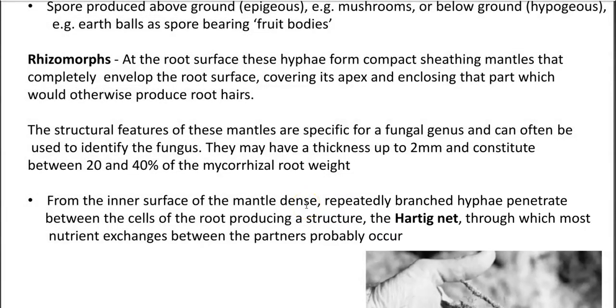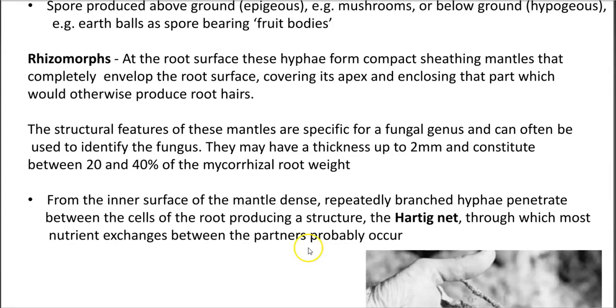The structural features of these mantles are specific for fungal genus. It often helps in easy identification at a general level. These rhizomorphs are in turn made up of hyphal filaments, which make about a thickness of 2 mm and constitute about 20 to 40% of the mycorrhizal root weight. From the inner surface of the mantle, dense, repeatedly branched hyphae can penetrate between the cells of the root. This results in the production of a structure called the Hartig net.